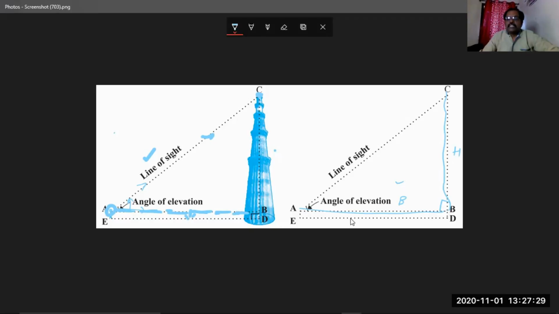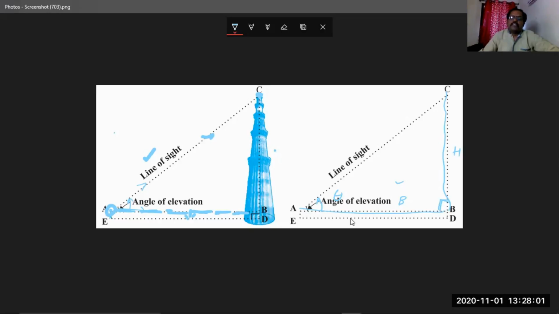Since the tower is perpendicular to the ground level, the side opposite to it, the line of sight, will become the hypotenuse of this right angle triangle. So we are forming a right angle triangle ABC, in which AB is the base, BC is the height, and AC is the hypotenuse. The angle of elevation will be this one. We denote the angle by theta, so that theta is known as the angle of elevation, right?